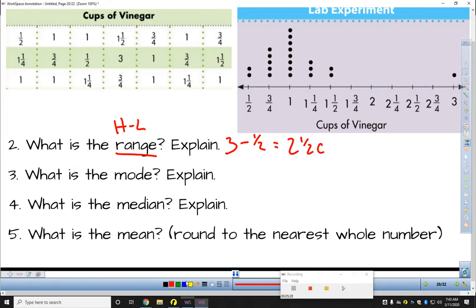What is the mode? Again, mode is the most popular. So if I look here at this data set, that would be the one with the most dots above it. Clearly, we can see that that is 1 because it has 1, 2, 3, 4, 5, 6, 7, 8 dots, and none of the rest have anything close. So the mode here is 1 cup.